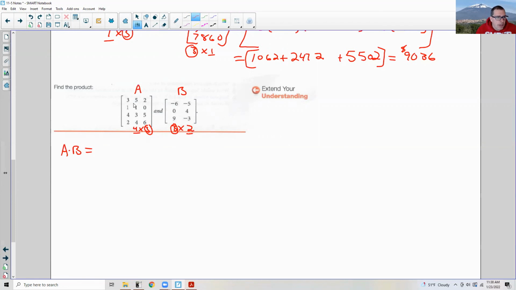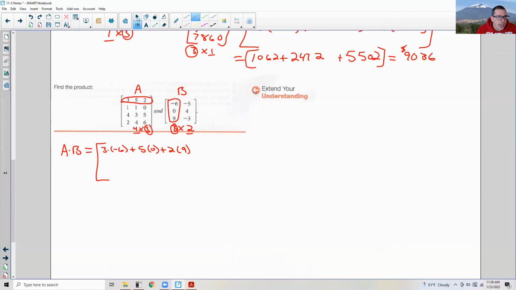All right. So first thing we do is we focus on the first row, first column, and multiply first times first, middle times middle, last times last. So this is going to equal 3 times -6 plus 5 times 0 plus 2 times 9. That is just my first position of my new matrix.